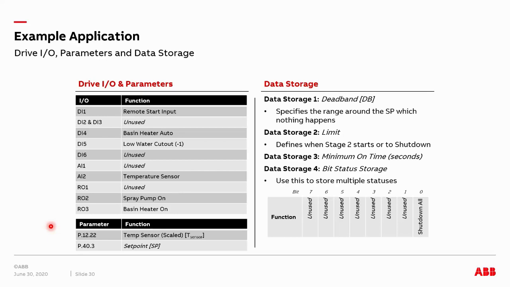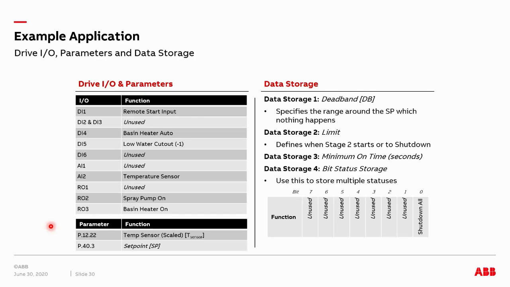So on the digital inputs, the first thing, DI1, remote start input, pretty standard. DI4 is when I want the basin heater to be in auto mode. DI5 is going to be my water level cutout control, and that's reversed. So basically, I'm looking for a high signal there in order for my drive to run. AI2 is going to be my temp sensor. RO2 is how I'm going to turn on that spray pump controller or the across the line starter. And then RO3 is how I'm going to turn on the basin heater at that point, that contactor, pull that in.